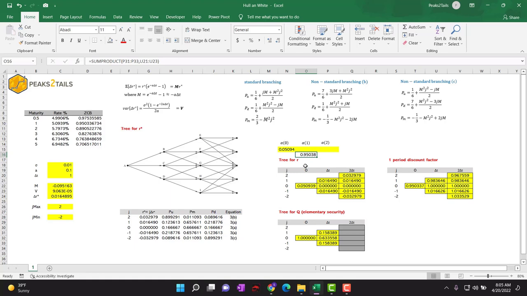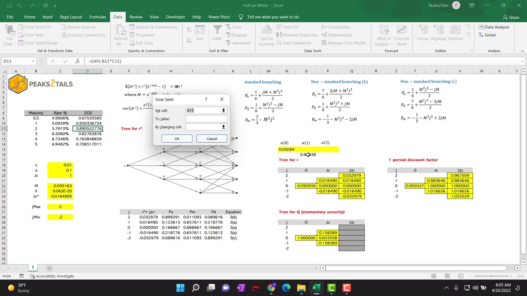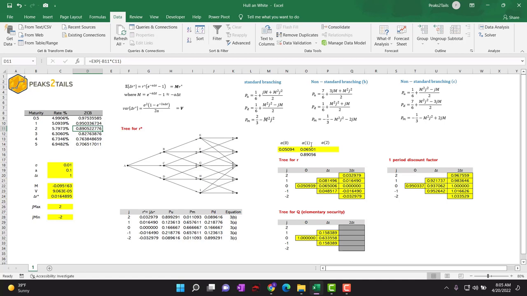Now to get this value equal to this value, what should be alpha 1? I can use goal seek: set this cell, value should be 0.89052, by changing this cell. That gives me the value of alpha 1. Alpha 1 is the adjustment by which all the nodes at time t equal to 1 get shifted up from the R star values.